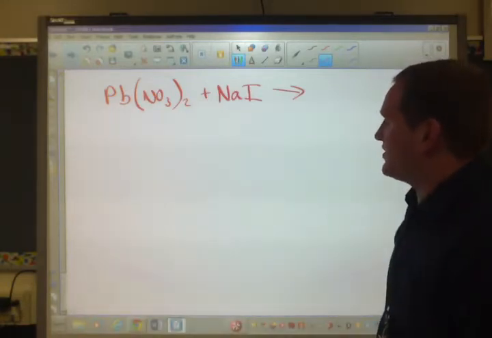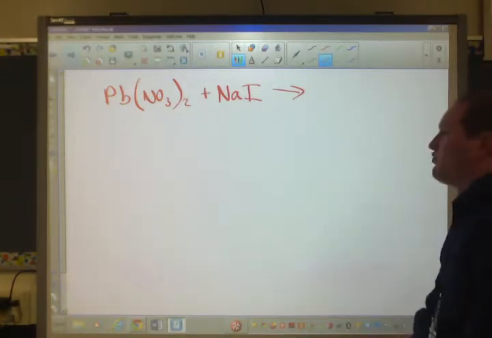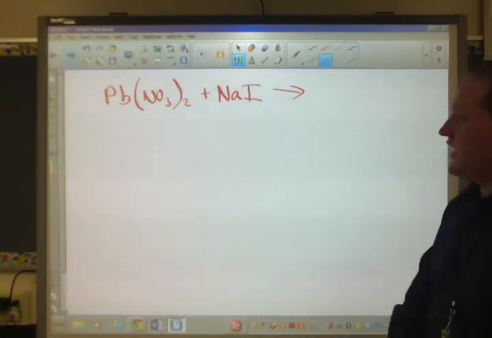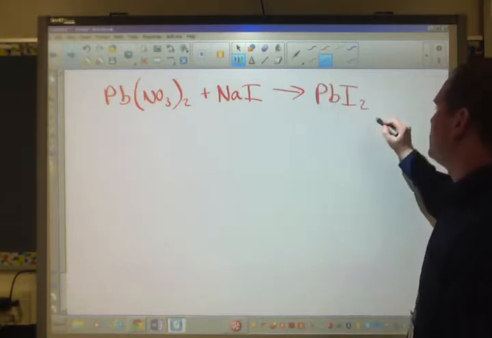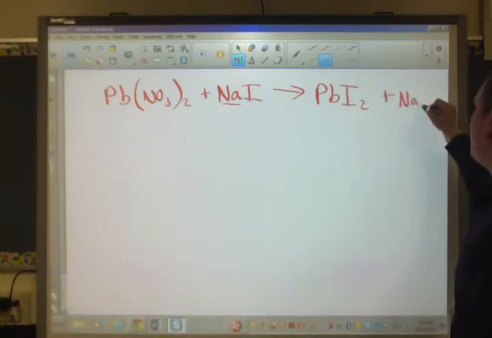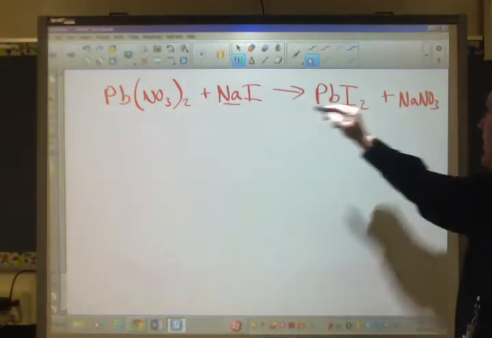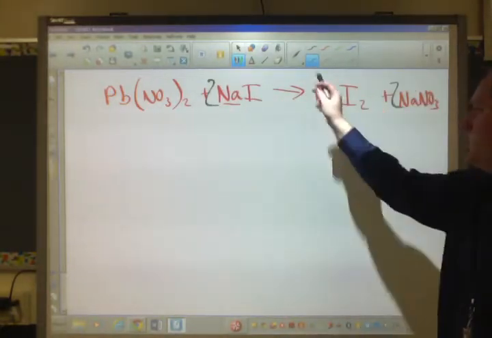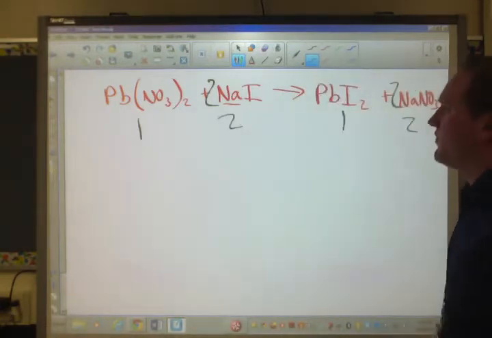So we'll check the products. Lead iodide is definitely going to be solid. So I'll tell you that it happens just so you can save some time. Anyway, my products. My lead is going to mix with my iodine. But I need to preserve the charge on that lead, so it's a +2 before, it has to remain a +2 after. So it's going to be PbI2, lead 2 iodide, plus sodium nitrate, NaNO3. Okay, we have to balance this out. So 2 nitrates, 2 nitrates, 2 sodiums, 2 sodiums, 2 iodines, 2 iodines, 1 lead, 1 lead. We're good. Mole ratio, 1, 2, 1, 2.